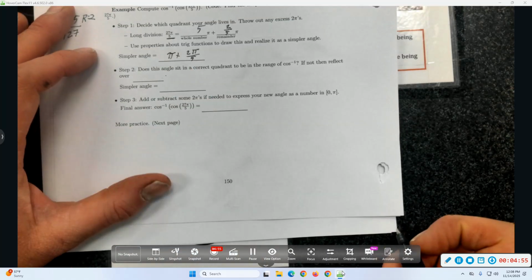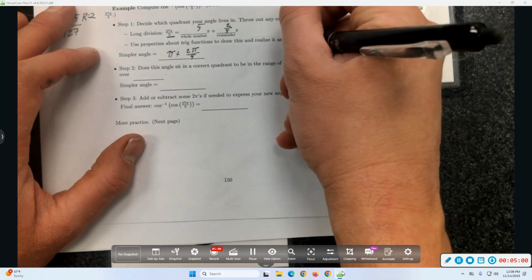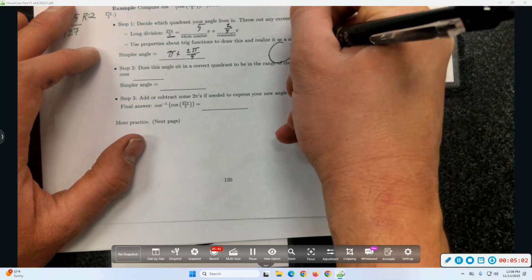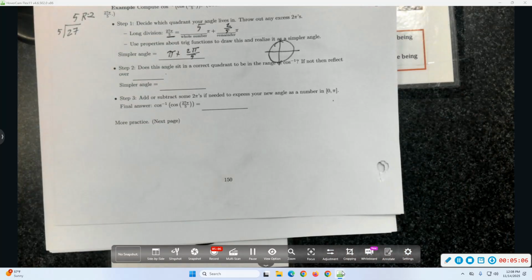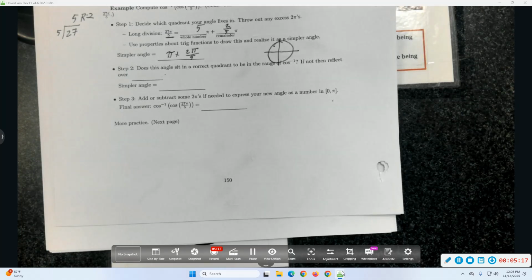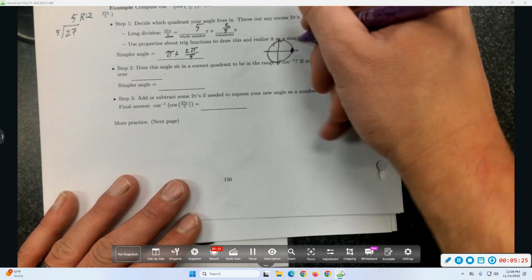All right, let's go and draw a picture. So I think I want two things on this picture. Well, the output angle needs to be in the range of inverse cosine. By looking back on the board, what's the range of inverse cosine? 0 to pi. So it better be in between an angle of 0 and an angle of pi. So let's trace those out. There's an angle of 0.